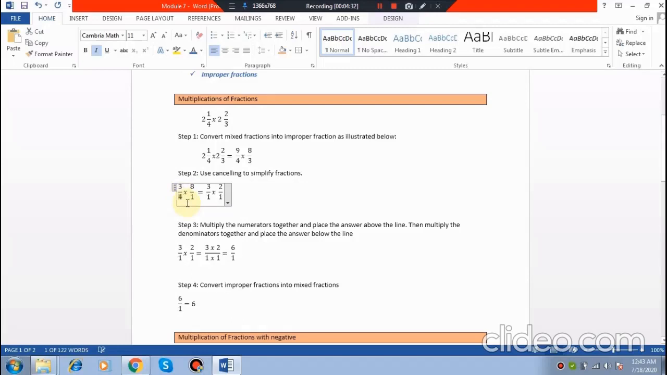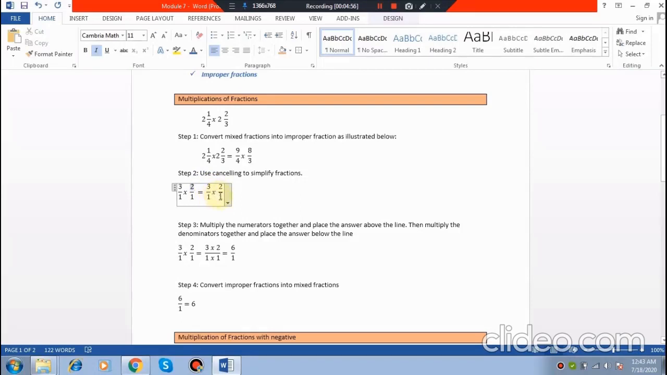Then 4 into 4 is 1. Then 4 into 8, how many times? 4 going into 8 is 2. So we've simplified it. Now we are left with 3/1 times 2/1. That's an improper fraction. We've simplified it.